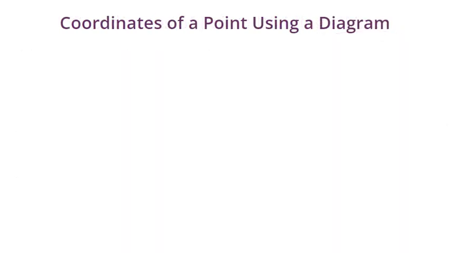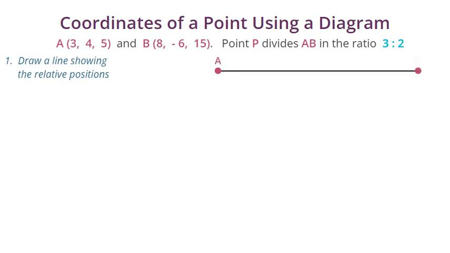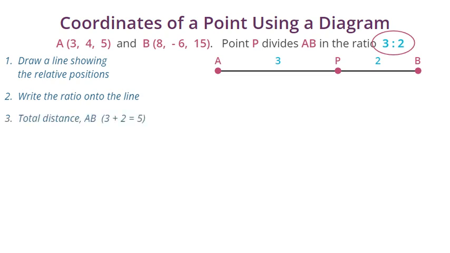It is easier to explain by using a diagram. Start with a straight line that shows the relative positions of the points. Now look at the ratio the line is divided into. Next, put in the total distance from A to B. Write this number below the line.